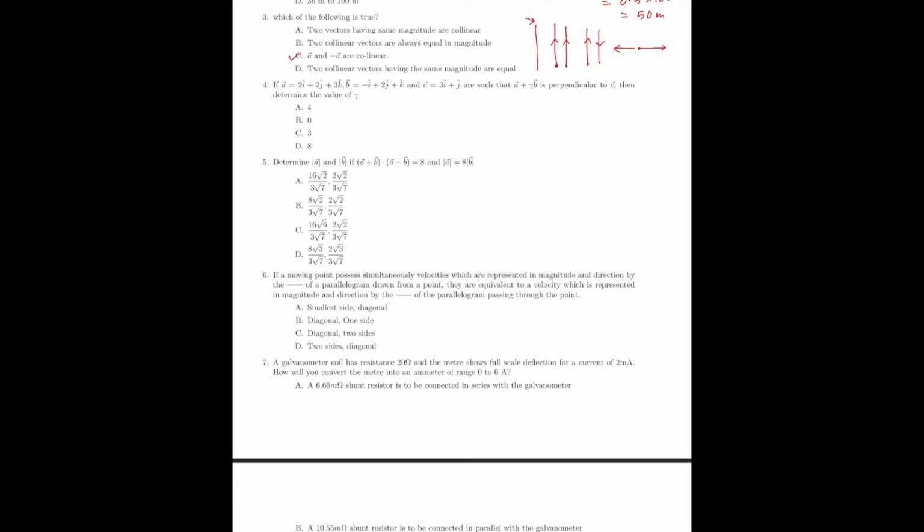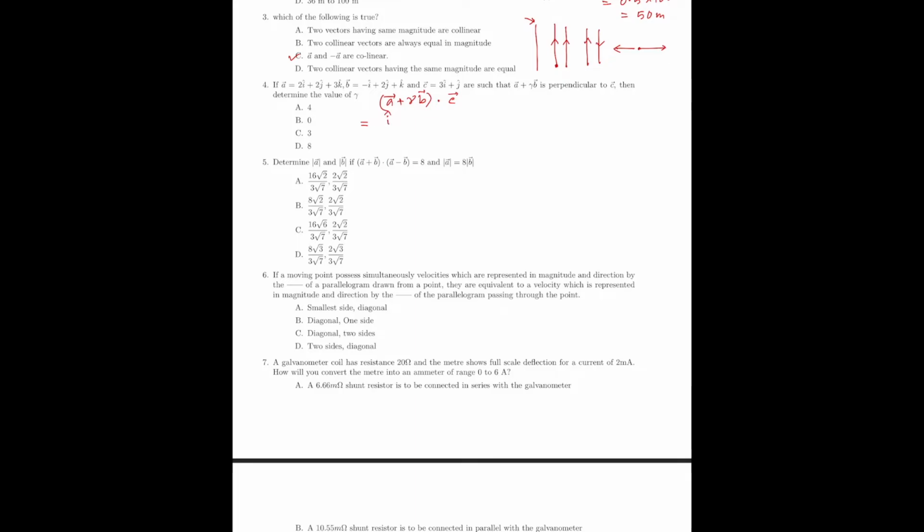So for question 4, we are given two vectors A and B, and there is another vector C. We have to find gamma such that A plus gamma B is perpendicular to C. So basically we have to take the dot product of A plus gamma B with C. To calculate A plus gamma B, we can neglect the k component of the sum because vector C has no k component. That can save some time.